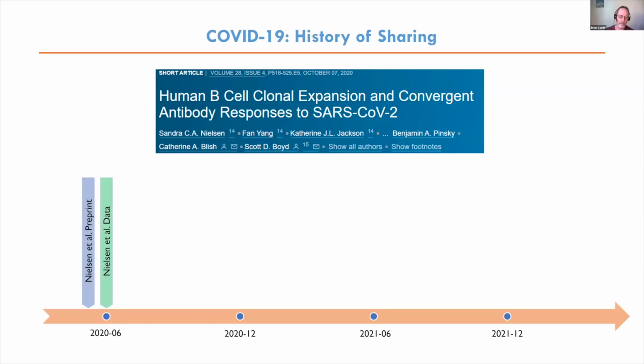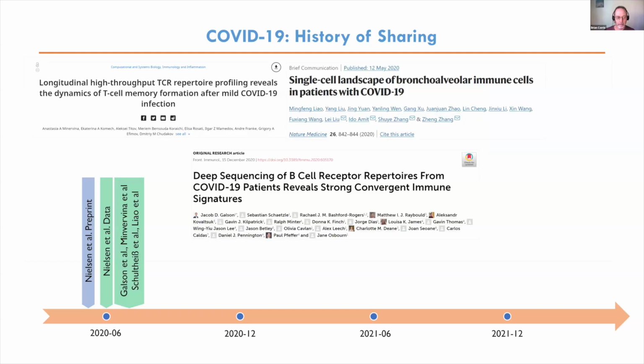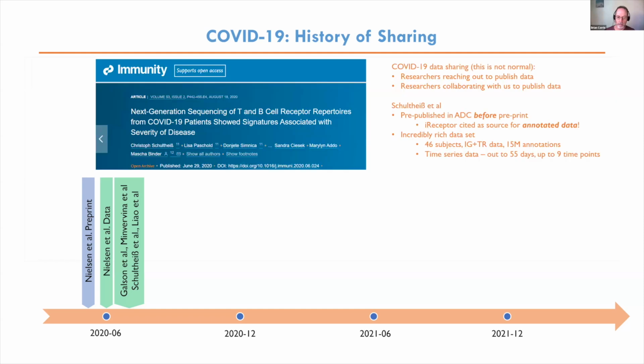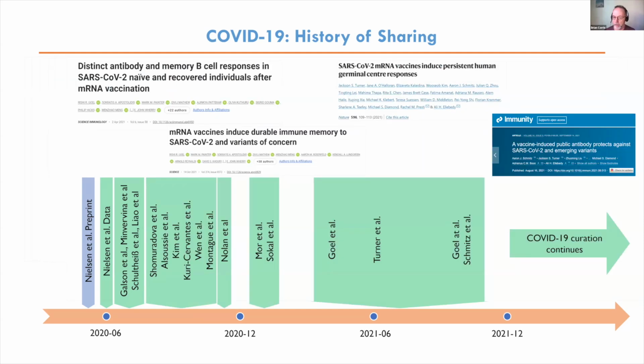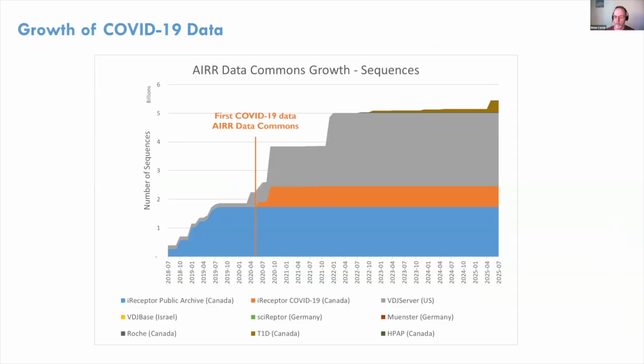I'm not going to go into this in too much detail, but this is basically a timeline. Important things to point out is that the first preprint with a COVID AIR-seq study was by Nielsen et al. And within about a month, we had that data up and available in the AIR Data Commons. And the COVID-19 data sets came pretty fast and furious, as you might imagine. And over time, we basically curated a bunch of data. And that COVID-19 curation continues to this day. But that really initial, over that first 18 months, really sparked very fast data growth.